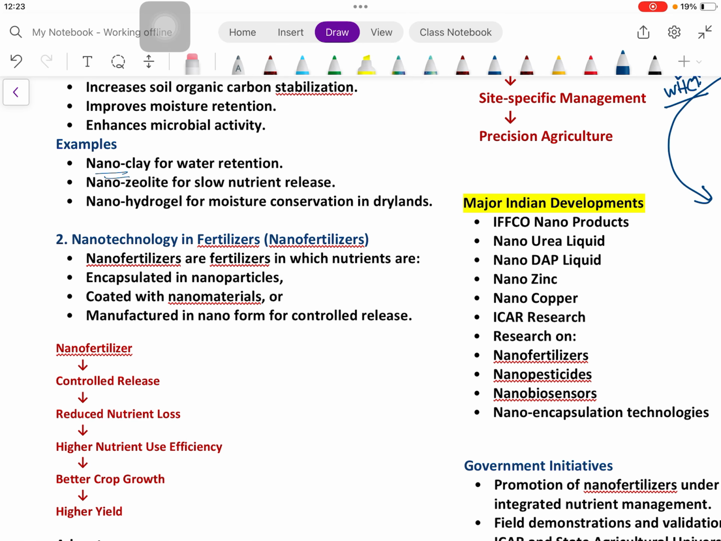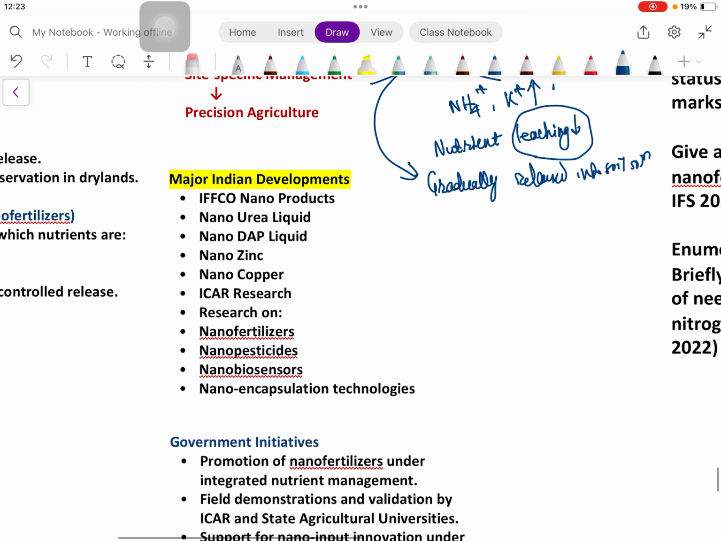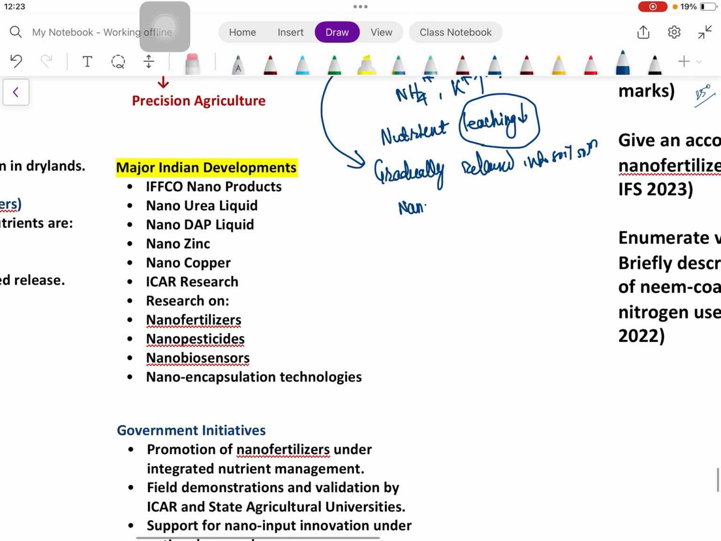As we know, nano urea is very much famous nowadays. What actually happens with nano urea? First of all, nano urea is not ordinary urea ground into very fine powder. It is not like that. When urea is encapsulated or formulated with suitable carrier material, then nano urea actually forms.